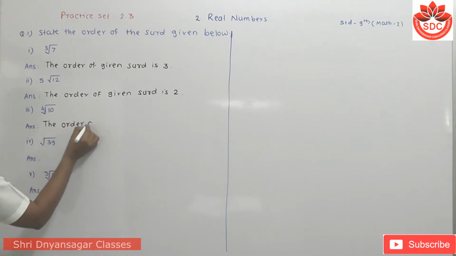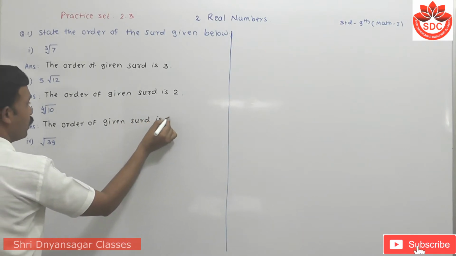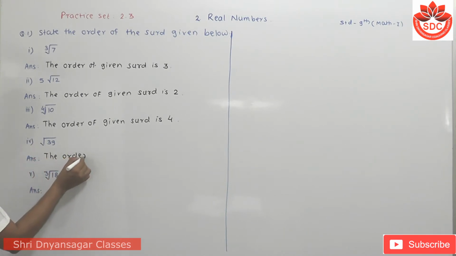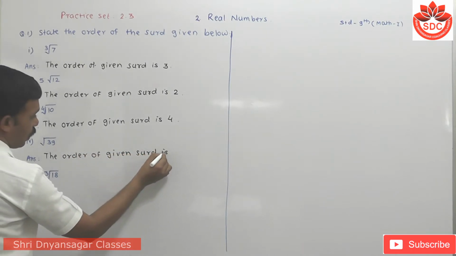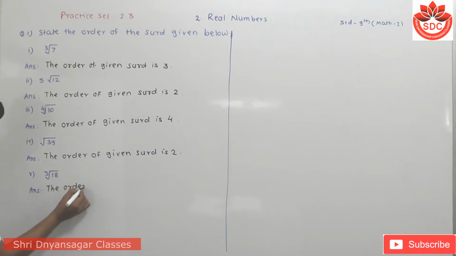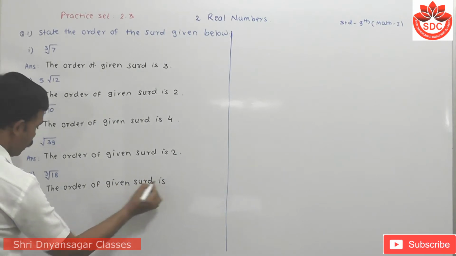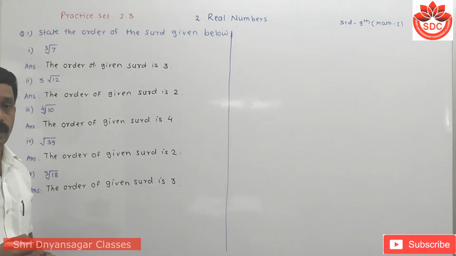The order of the given surd is how much? 4. Similarly, here is the square root of 39, which means the order is 2. So, the order of the given surd is 2. Here is the cube root of 18, which means the order is 3. So, the order of the given surd is how much? 3. Okay, now we take the next question, question second.